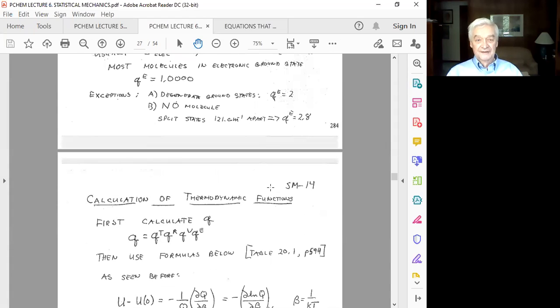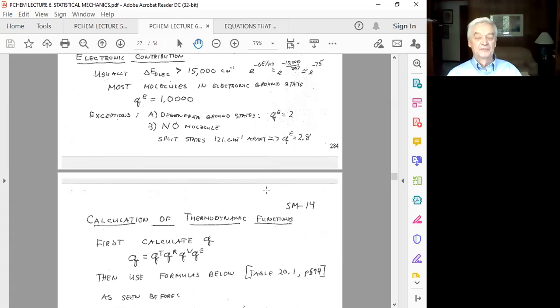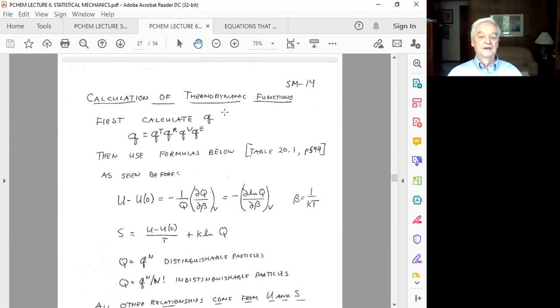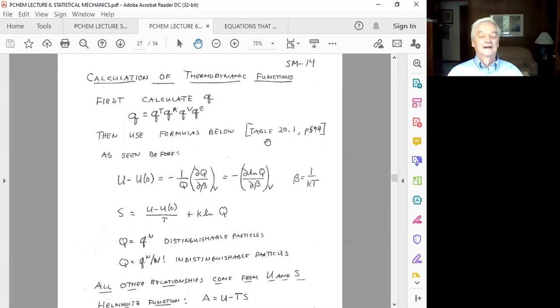Okay, so again, I've gone over a lot of that pretty fast. I think it'll become easier to follow and know what you need to do once we start doing calculations for specific problems. So this is how we go about it. We first have to calculate the overall Q. Again, it's not page 594, but there'll be a table of formulas in your book.